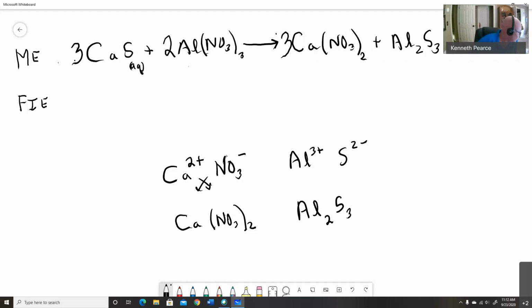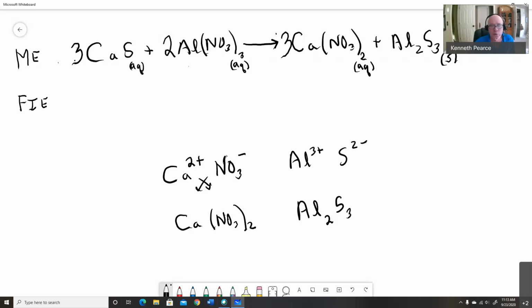And I'm looking at the solubility guidelines table. And then we see aluminum nitrate, and nitrates are generally soluble with no important exceptions. So we say, well, that's aqueous as well. And then we get to the right hand side and we see the calcium nitrate, and nitrates are generally soluble with no important exceptions, so that's aqueous as well. And then we see aluminum sulfide, and sulfides are insoluble, and aluminum is not one of the exceptions, so we say that is solid. Okay, and so now we're ready to do the full ionic equation.